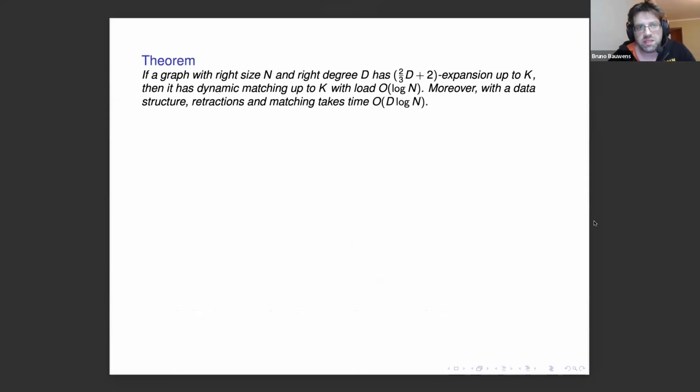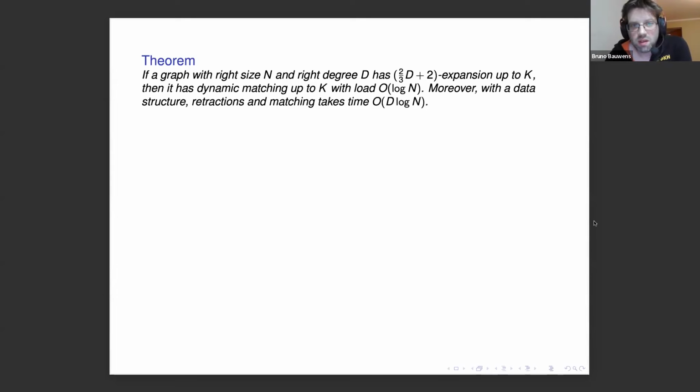So here is our main result. If the graph has right size n and degree d, and it has expansion 2/3 d plus 2, then it has dynamic matching up to k with logarithmic load. And we can evaluate the matching strategy in time order d times log n. So that's the main result. Compared to the FFP result, we need more expansion and we need some load.